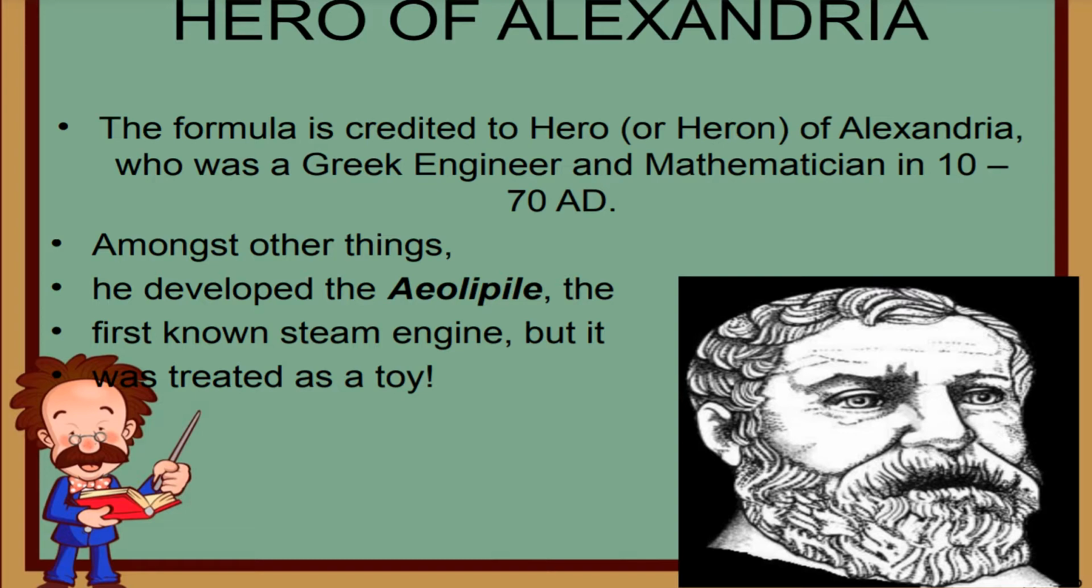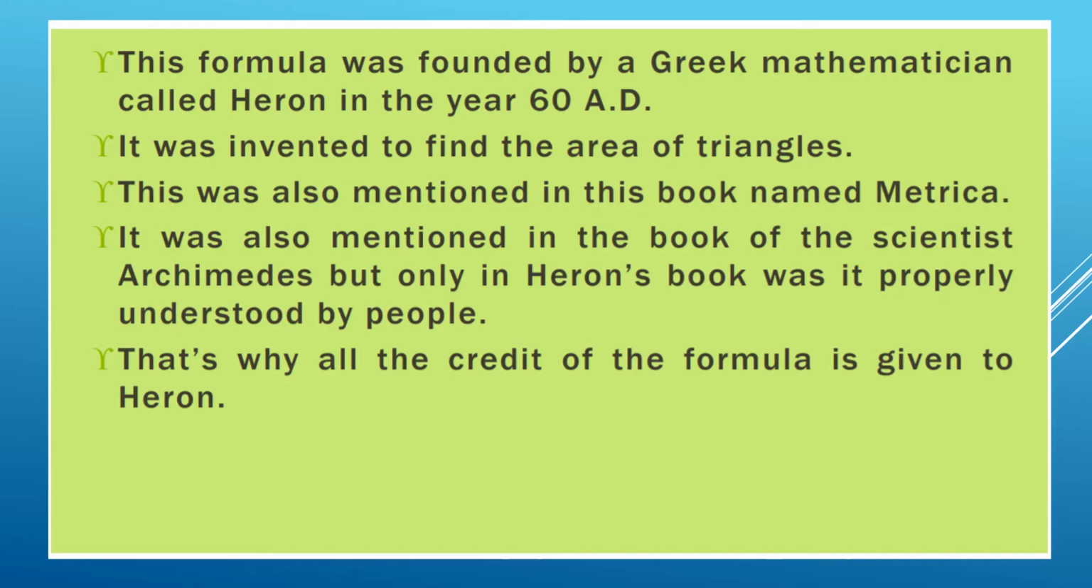Okay, my children? This Heron's formula was found by a Greek mathematician called Heron in the year 60 AD. It was invented to find the area of triangles. Okay, my children, the purpose of the invention of this formula is to find the area of triangles. This was also mentioned in his book named Metrica.